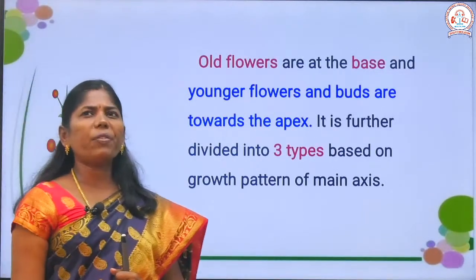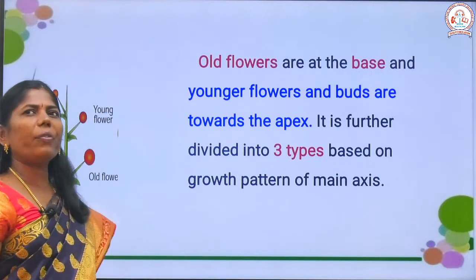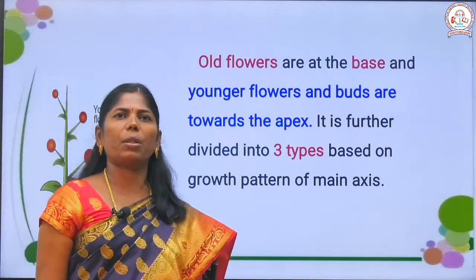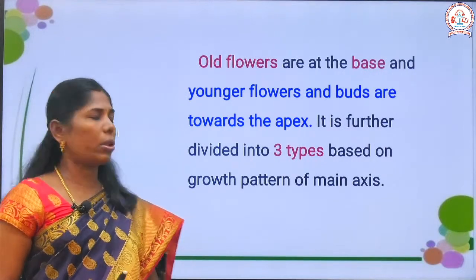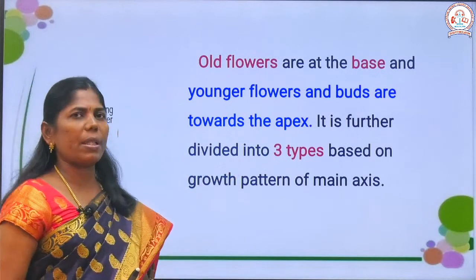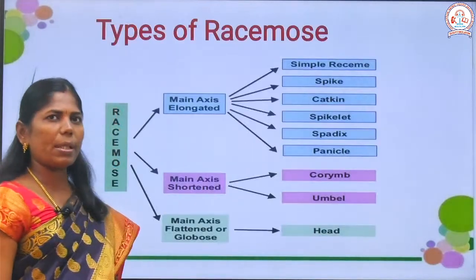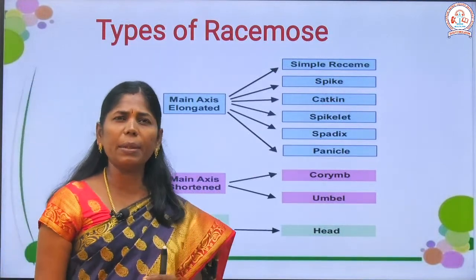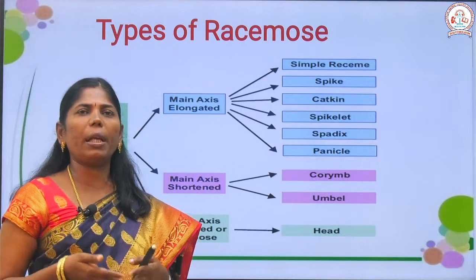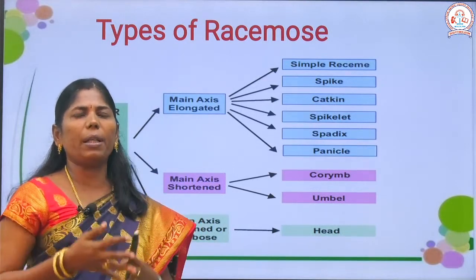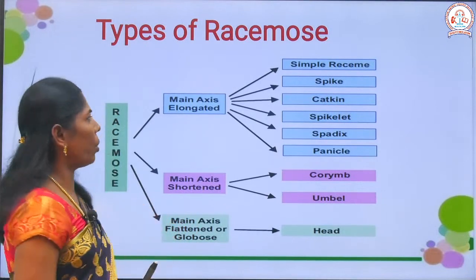Here the older flowers are at the base, as we already studied, and the younger flowers are present in the apex region. It is again divided into 3 types based on the growth pattern of the main axis. The characters of the racemose: older flowers in the basal region, younger flowers in the upper, terminal regions. It is continuous growth, that is, unlimited growth.